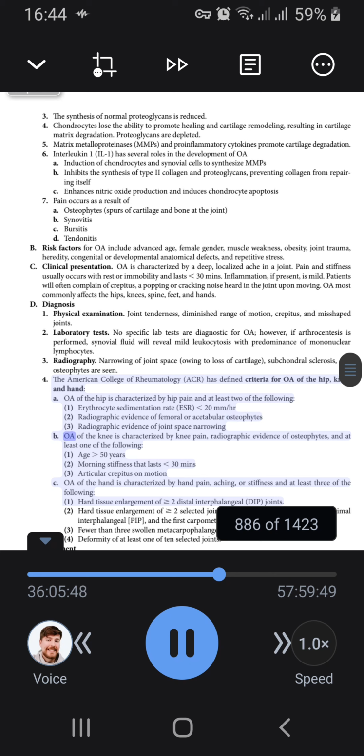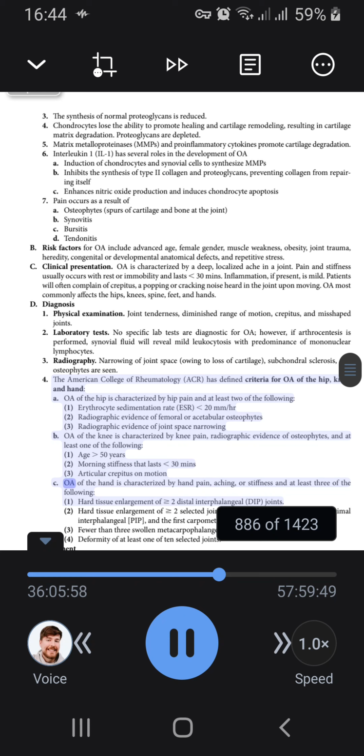B. OA of the knee is characterized by knee pain, radiographic evidence of osteophytes, and at least 1 of the following: 1. Age older than 50 years. 2. Morning stiffness that lasts less than 30 minutes. 3. Articular crepitus on motion.